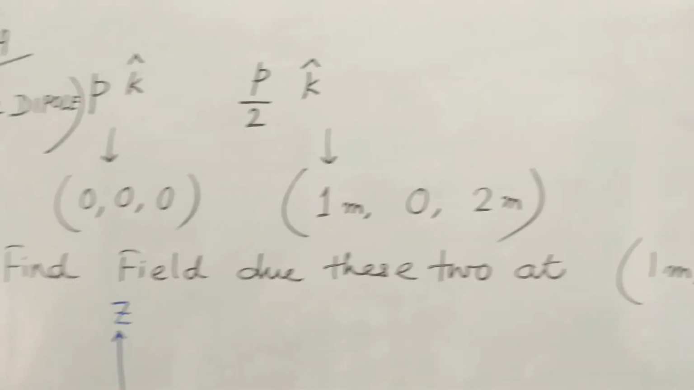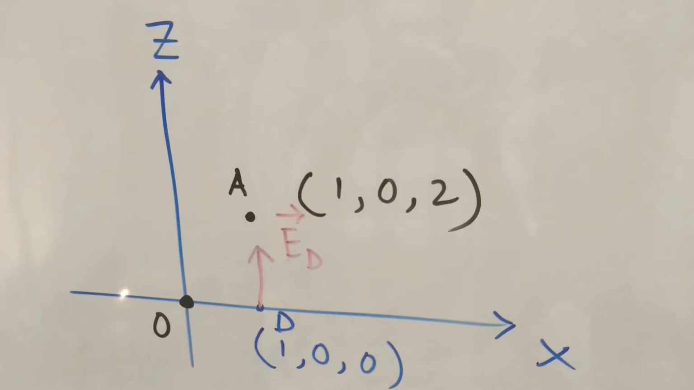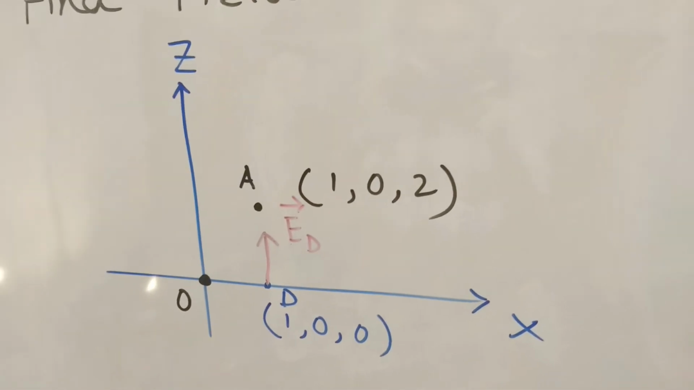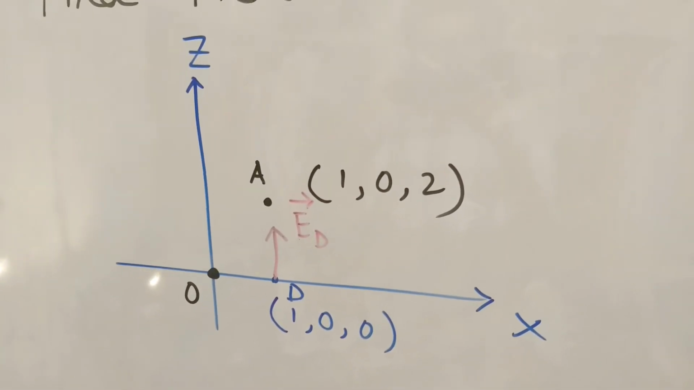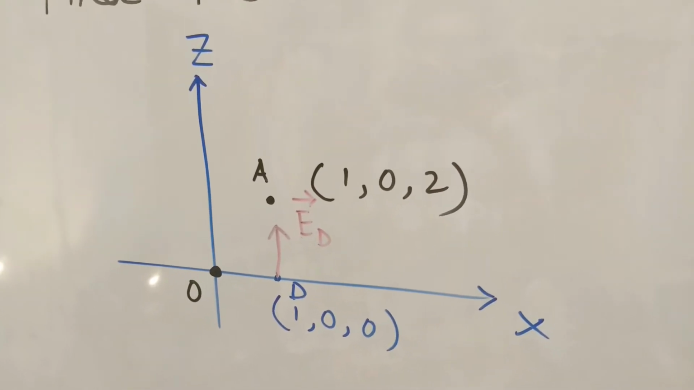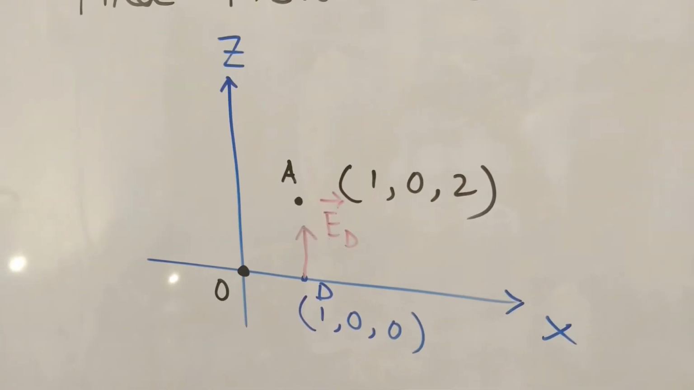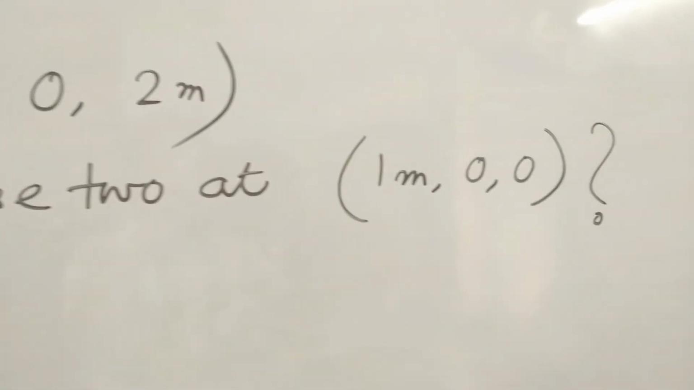This is the problem. So let us go for the solution. First, we have to understand one thing, and that is the diagram. You see, we have three axes. We are omitting the y axis because they have not given any y coordinate. You can see in the sum, there is no y coordinate, not even at the point where we are going to find the electric field.